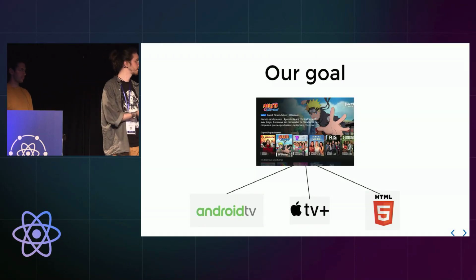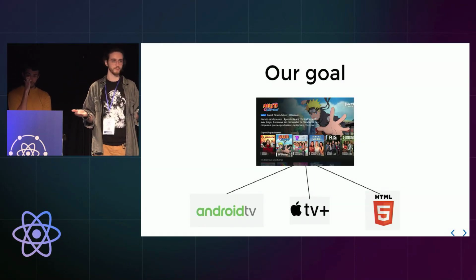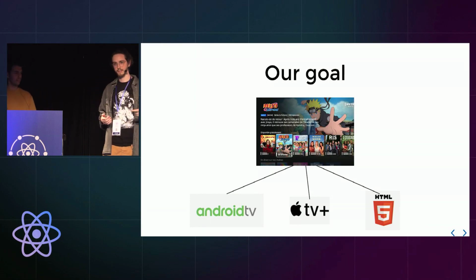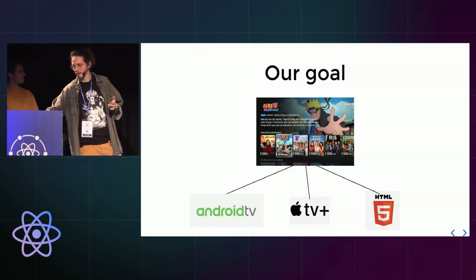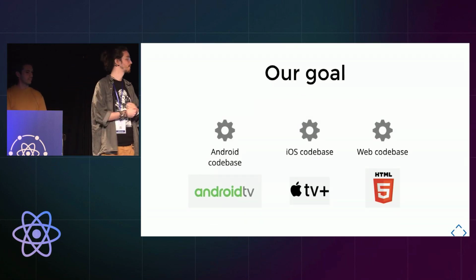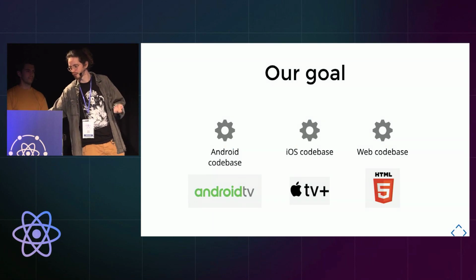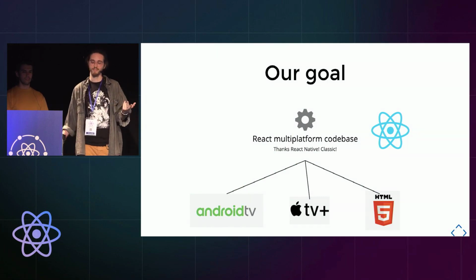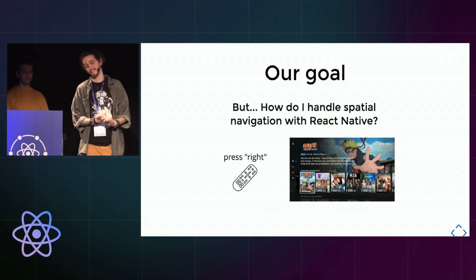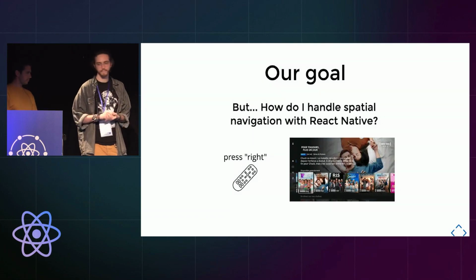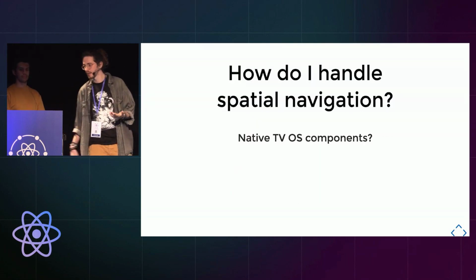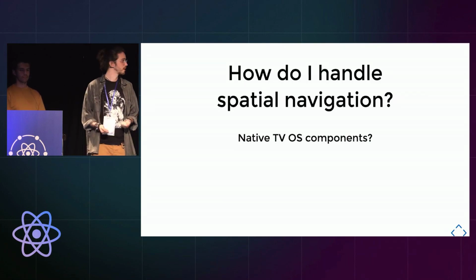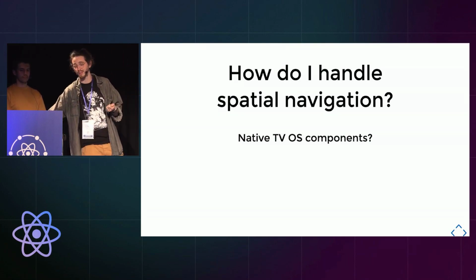Our goal with MyTF1 was to deploy the app on all the platforms. We want Android TV, Apple TV, and also some HTML devices. The classic thing is having one code base per platform. We've all been through this. React Native is a great solution to have only one unified code base. But there's still a major difference. We still have this TV remote to handle. So how do we handle this? We could use the native TV OS components. It would work, but it's not really multi-platform, because it's not available on the web. There's no implementation of the TV stuff in our browsers.